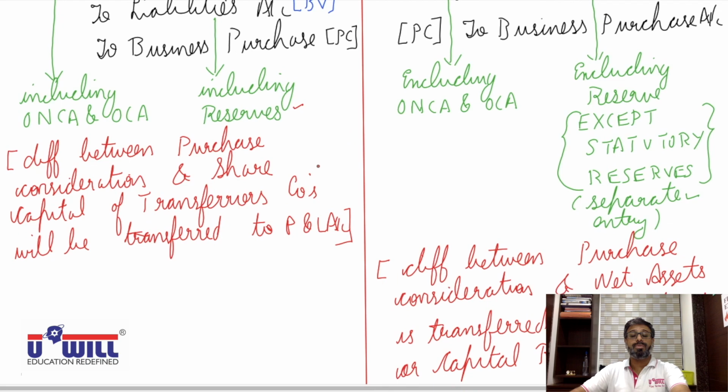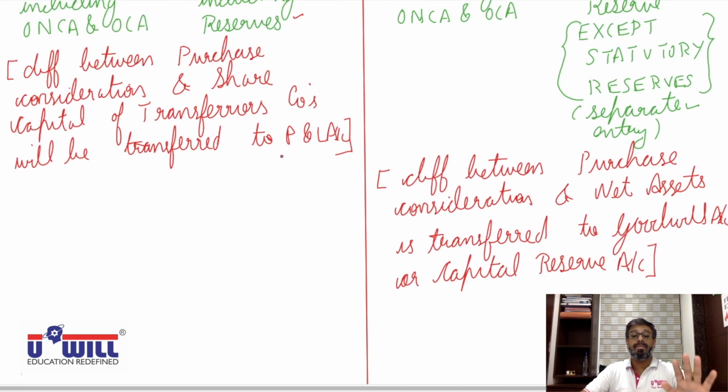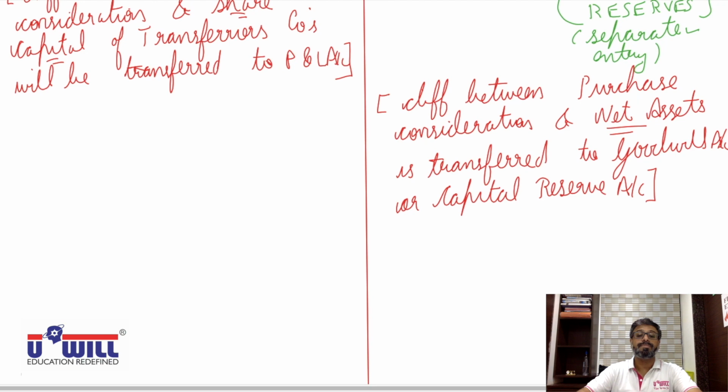That's why I said to you that method of accounting will be very important. If it is merger and pooling of interest method, then find purchase consideration minus share capital of transferor company's difference and transfer to P&L account. But if it is purchase method of accounting, then find purchase consideration and net assets difference. Here share capital is compared, here net assets are compared. If we are paying more, debit to goodwill; if we are paying less, credit to capital reserve.